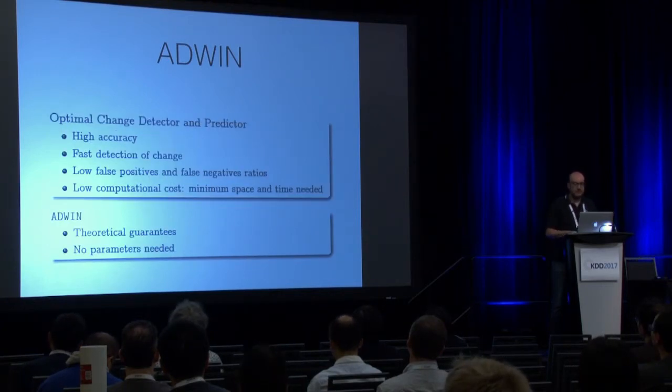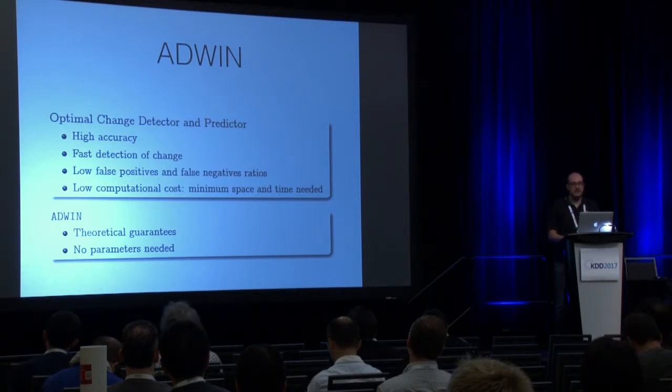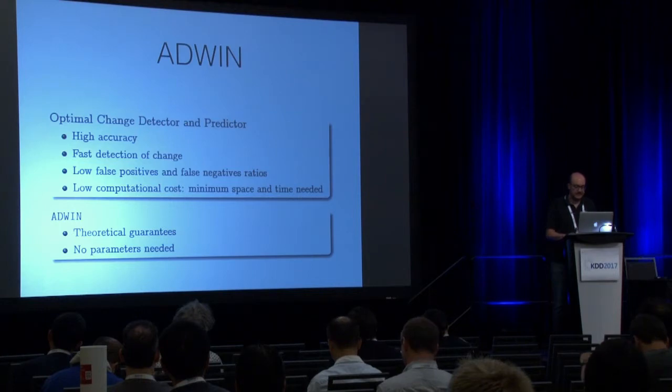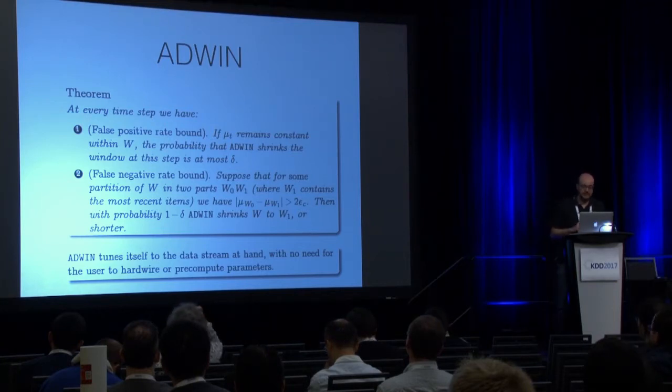So this is Adwin. It has these properties of an optimal change detector. It's highly accurate. It's very fast detecting change. It has low false positives and false negatives, and it has a low computational cost. And it has theoretical guarantees, and there's no need of parameters. This is really, really important because if you need parameters, then you need expert users to decide this. The theoretical guarantees that Adwin has are on the false positive rate and on the false negative rate.